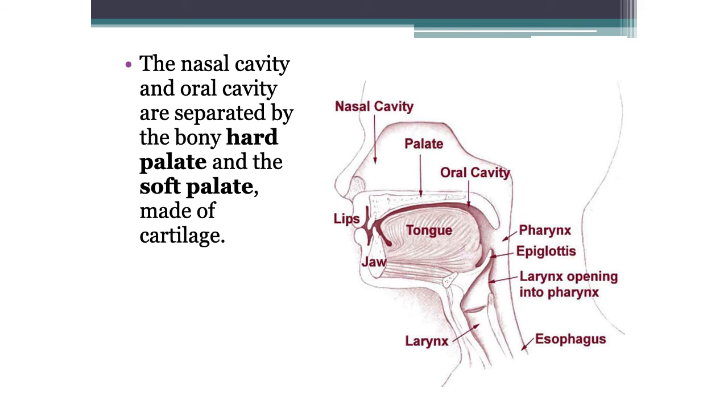So in this diagram right here, the nasal cavity and oral cavity are separated by a bony hard palate and a soft palate made of cartilage. So we separate the nasal cavity and the oral cavity, your mouth and your nose area, by what we call a palate. Okay, and that helps keep them separated.